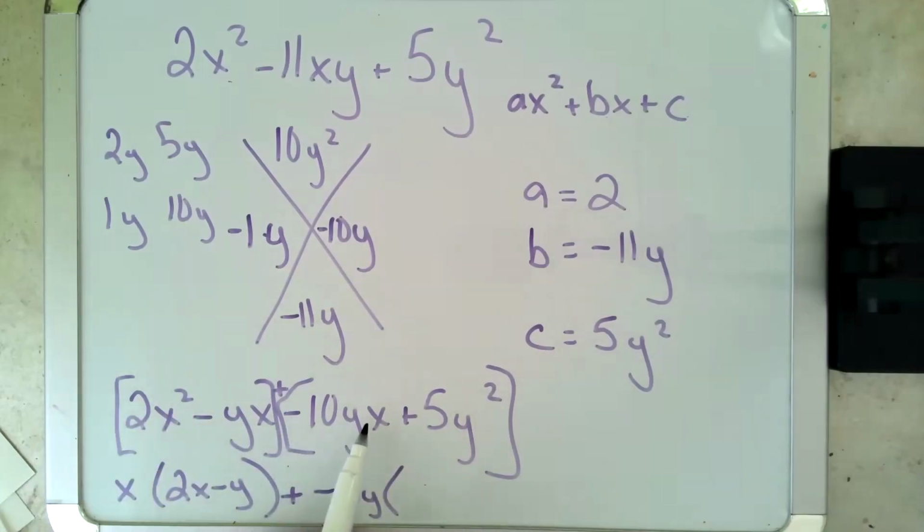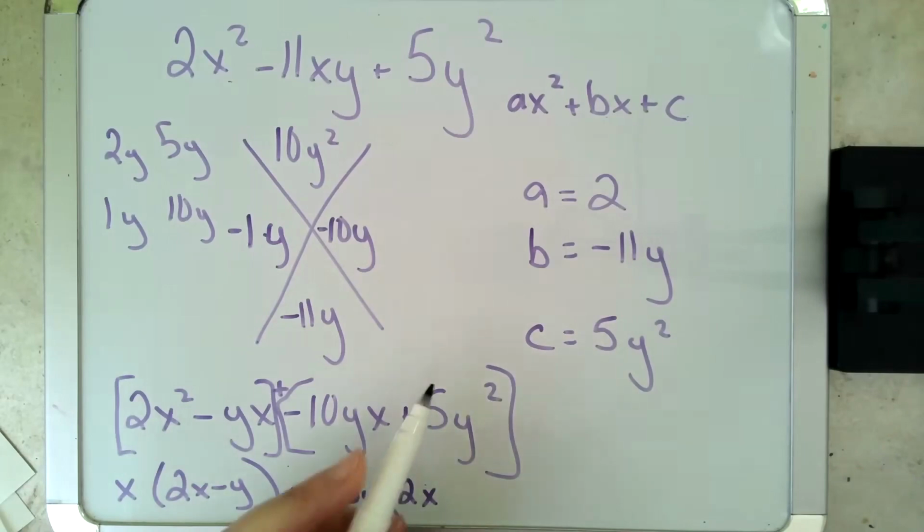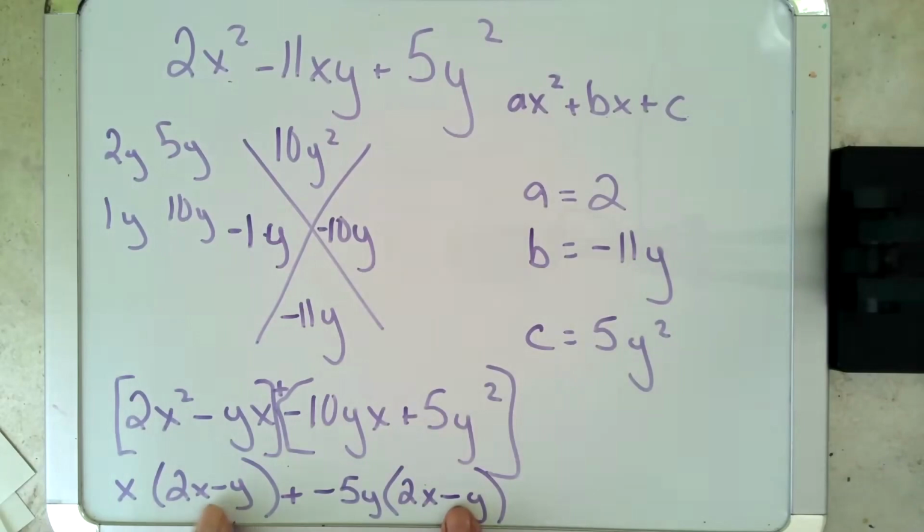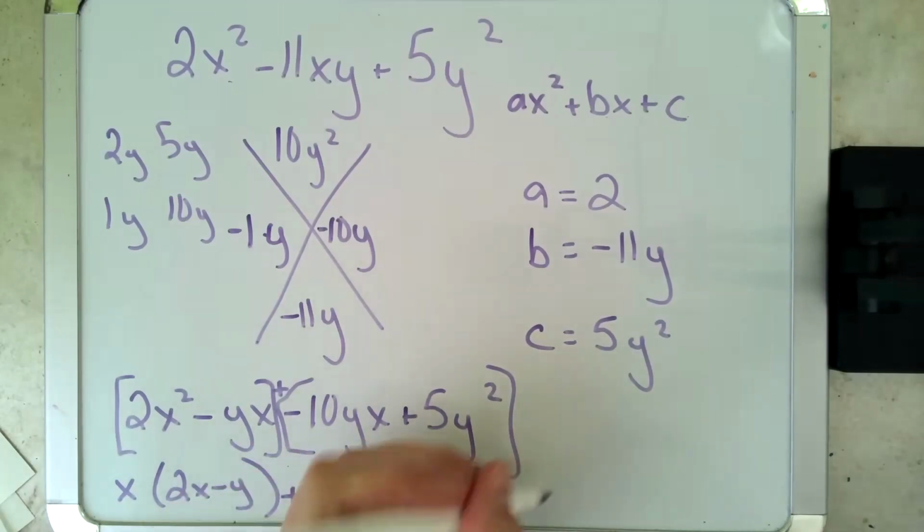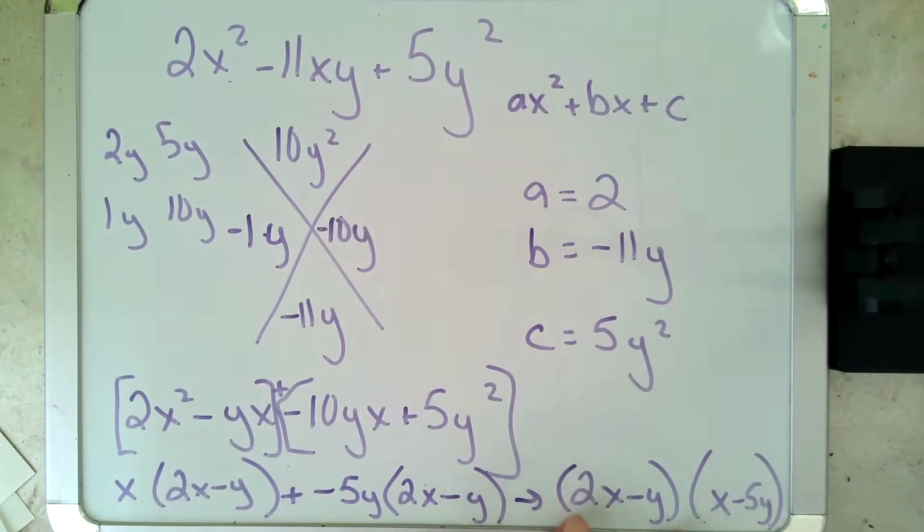So negative 10yx divided by negative 5y leaves me with positive 2x, and 5y squared divided by negative 5y leaves me with negative y. Now, again, here's our check. If the things inside the parentheses here are not the same, you haven't done this right, but we have. So now we're going to pull this out of each of our terms, leaving us with our factorization of 2x minus y times x minus 5y.